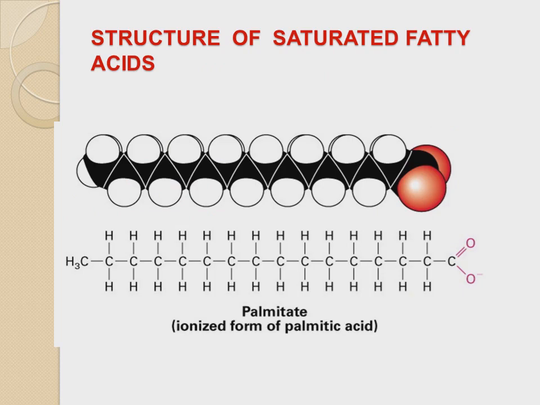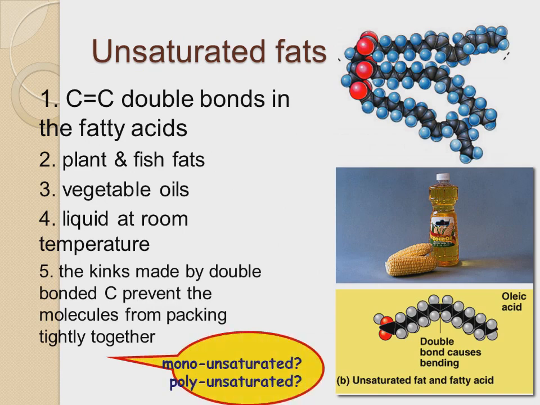Another picture shows أيضا the saturated fatty acid. Now, the unsaturated fatty acid contain double bonds, as we said, at least one double bond. The sources are mainly from plants, and fish fats also contain unsaturated fatty acid, and vegetable oils. عادة يكون liquid at room temperature. The kink made by the double bond prevents the molecule from packing tightly together, وهي المسؤولة عن making the unsaturated fatty acid liquid at room temperature.